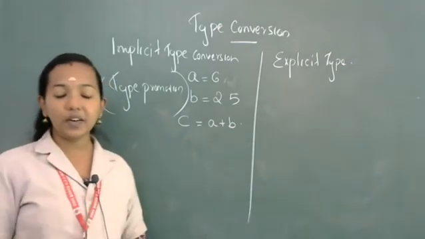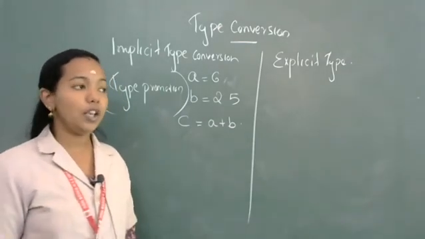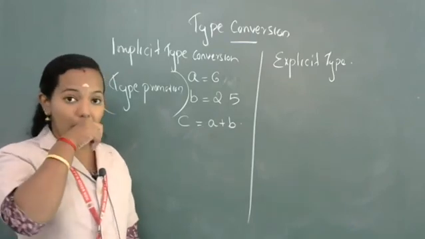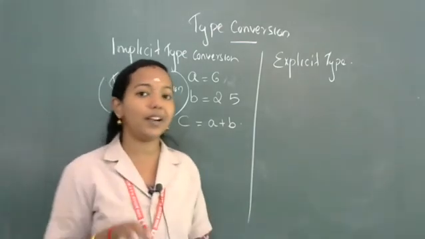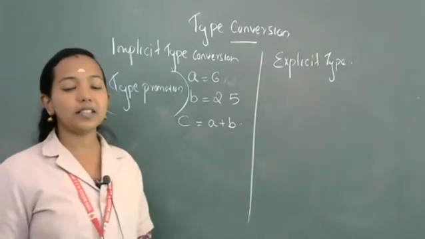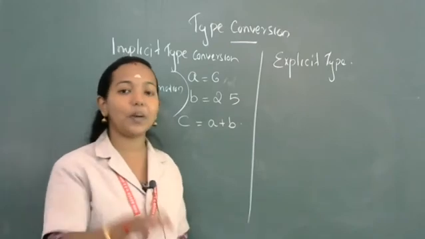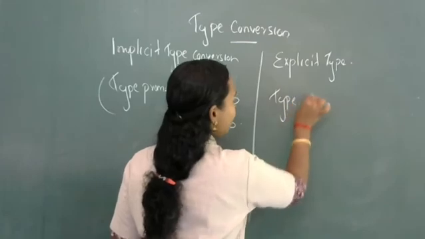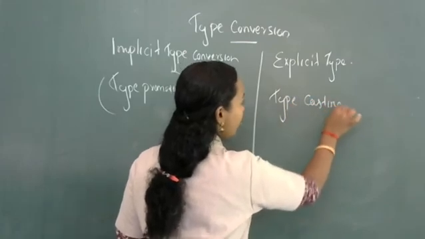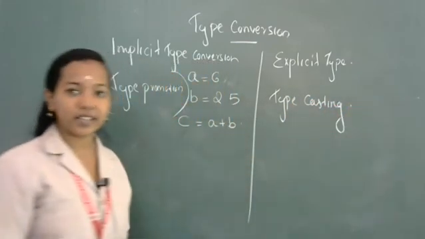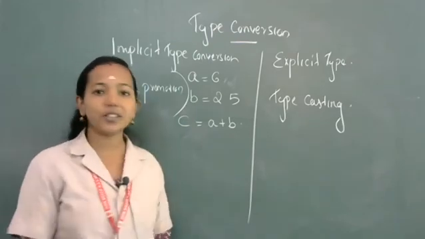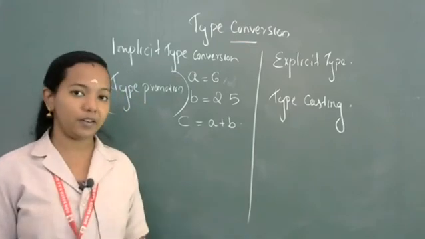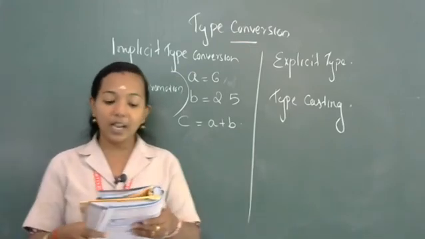Then the next one is explicit type conversion. If you are writing a program and you want to assign a variable to a particular data type, then in the program itself the user can cast that particular data type. That is known as explicit conversion, and it is also known as type casting. Here the compiler is not performing anything, the programmer is performing it. So that is explicit type conversion.